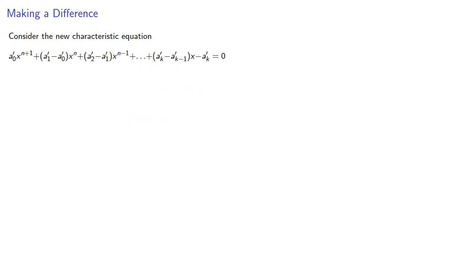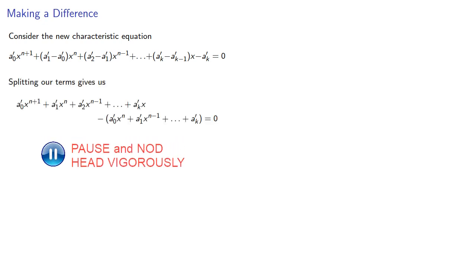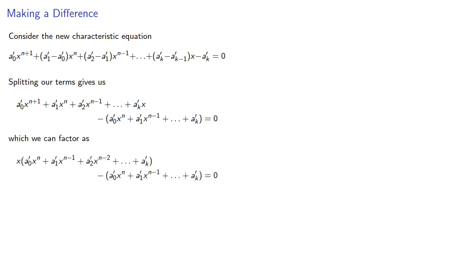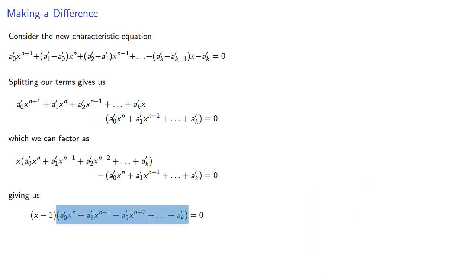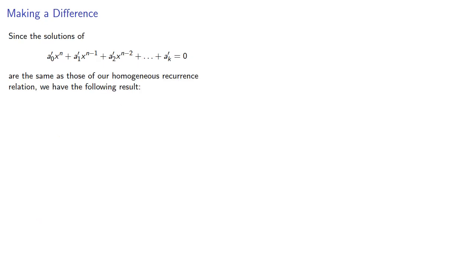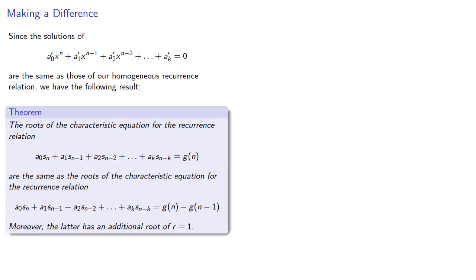Consider the new characteristic equation. Splitting our terms gives us, which we can factor as, giving us, where this polynomial corresponds to the polynomial in the characteristic equation for the homogeneous equation. And since the solutions are the same, we have the following result. The roots of the characteristic equation for the recurrence relation are the same as the roots of the characteristic equation for this recurrence relation. Moreover, the latter has an additional root of r equal to 1.